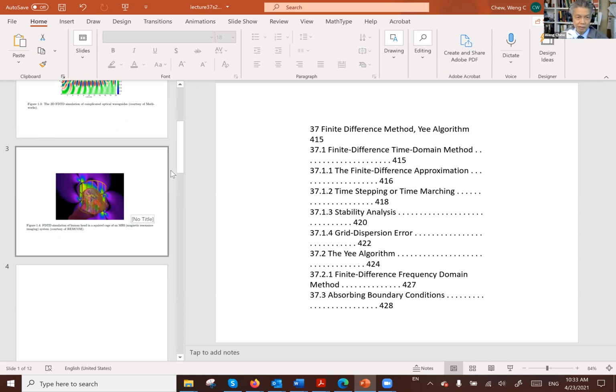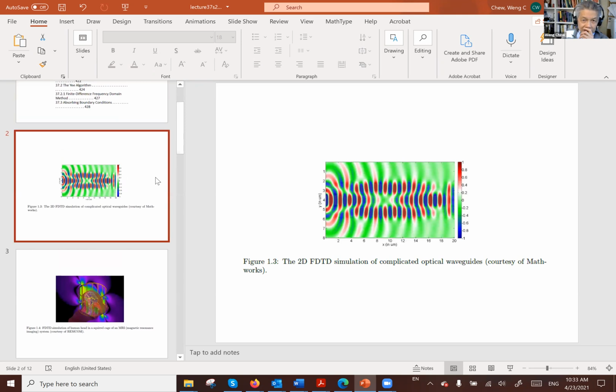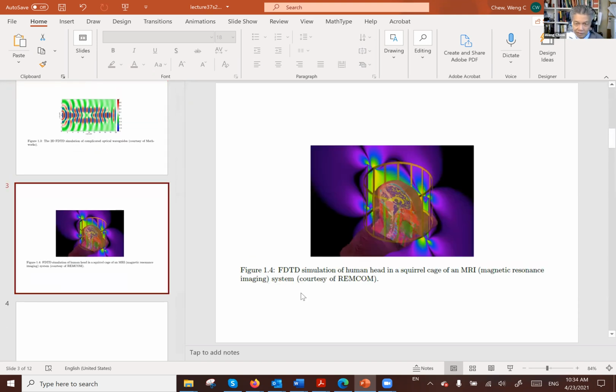So finite difference method is vastly popular because it is very simple. Actually, when I was a young man, I could write a code in one afternoon using the finite difference time domain method and start to produce results. It is that simple if you want to put your mind to it. Once you have that code, you can solve Maxwell's equations as shown here for an optical waveguide. So you have a code that can work from DC to optical frequency, if you want to say it that way. And here's another code that shows the application in magnetic resonance imaging.